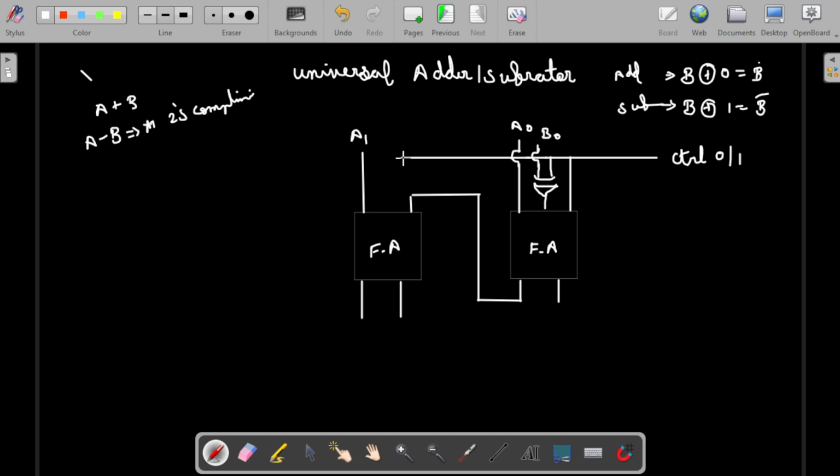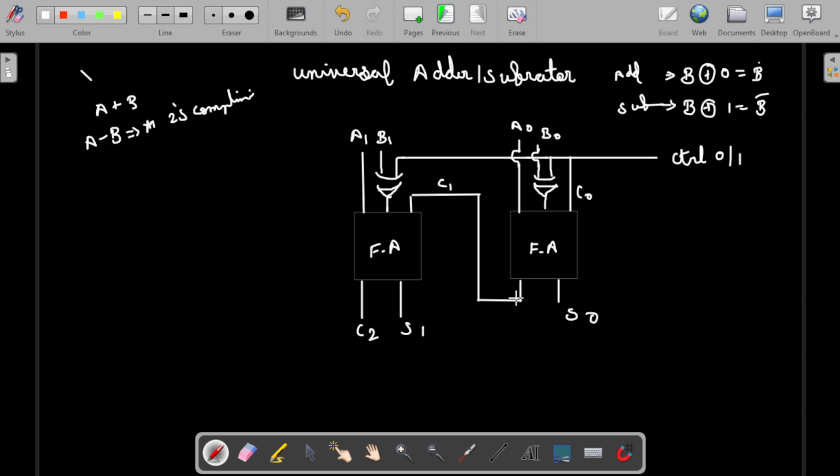This is A1. Here also the same thing, we need to XOR it. So this is B1, which needs to be XORed. So this is S0, this is S1, and this is C2. This is C1. Here we can even call this one C0. So C0 can be the same control input.